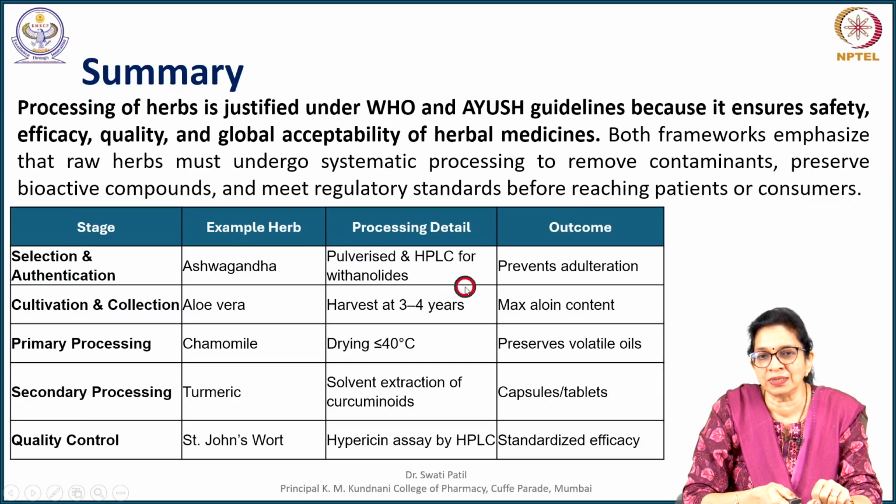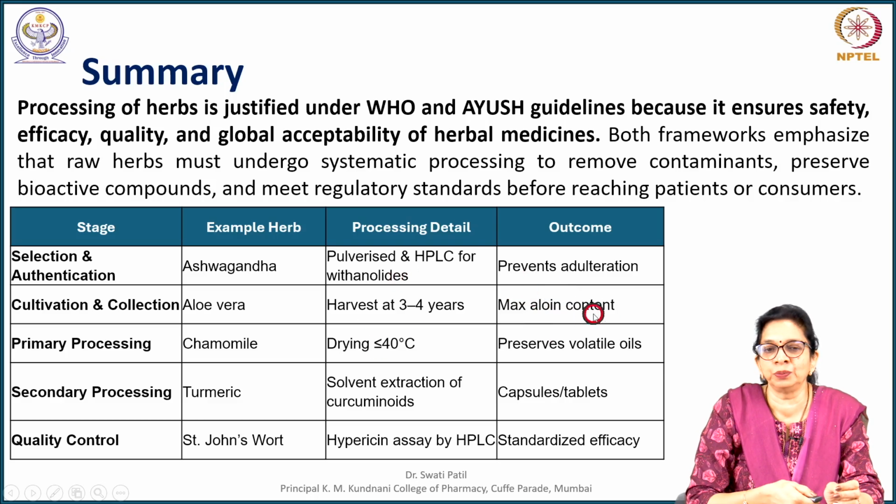This is pulverized and an HPLC method is used to detect withanolides. This prevents any kind of adulteration. If the amount of withanolides is mentioned, then we can ensure the quality of the raw material of ashwagandha. Aloe vera should be harvested at 3 to 4 years for maximum aloin content. This is the anthraquinone glycoside present in aloe.